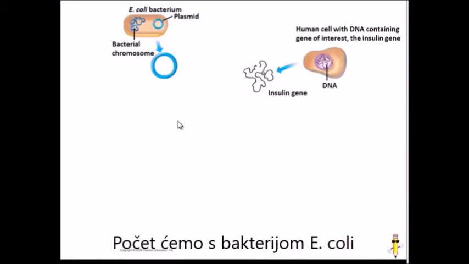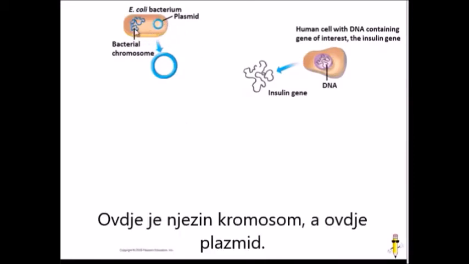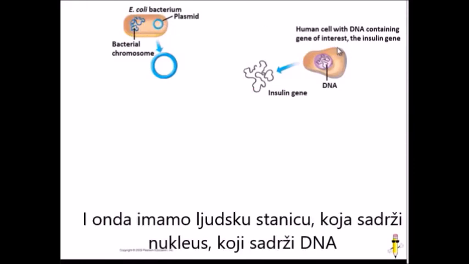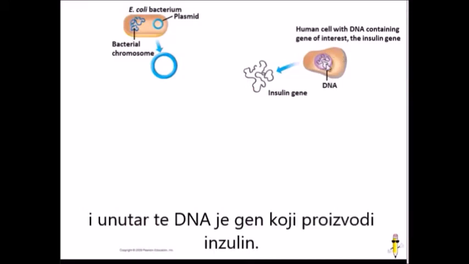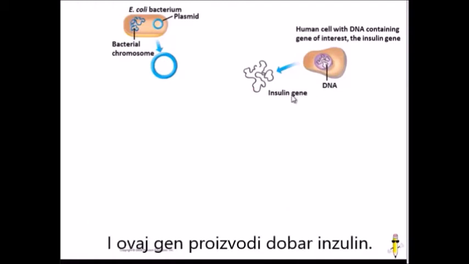We're going to start with our E. coli bacterium. Here you can see its chromosome. Here you can see its plasmid. And then we've got a human cell. And this human cell contains a nucleus, which contains DNA. And within that DNA is a gene for producing insulin. Now this is the correct gene.